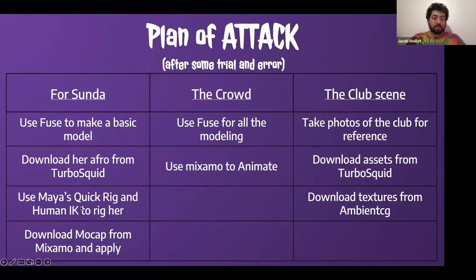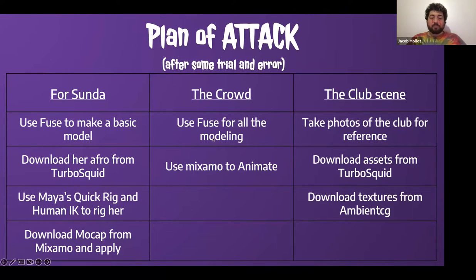And then I'm going to use Maya's quick rig and Human IK to rig her. So I'm going to basically make the model in Fuse, get the hair, attach it to her body. And then in Maya, I'm going to rig her, and then I'm going to download mocap from Mixamo and then apply that to the rig. So that is a simplistic view of what I did. I could have just used Mixamo to apply mocap directly to her, but for one reason or another, it made more sense for me to use Maya's tool to rig her first. And that's probably because I was having trouble with Mixamo as being glitchy. I mean, I would guess that's why.